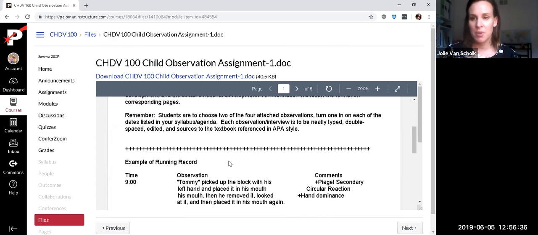I like to say that when I'm an observer, I'm a newscaster. So it's just facts, just objective. So at 9 o'clock, Tommy picked up the book with his left hand, he placed it in his mouth, then he removed it, then he looked at it, then he put it in his mouth again. That's a great observation about this child. It tells me the hand that they used, it tells me what they did with the toys.